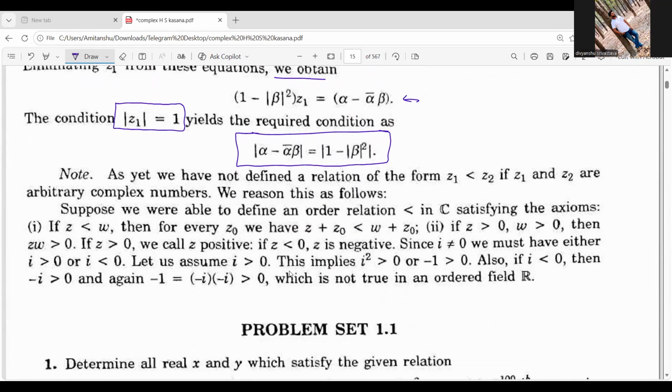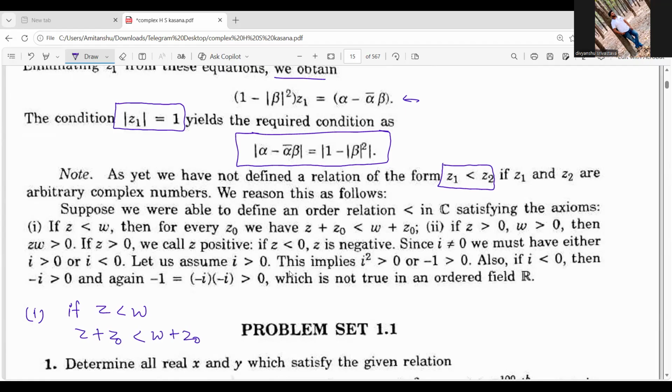So as yet we have not defined a relation of the form z1 less than z2, if z1 and z2 are arbitrary complex numbers. So suppose we were able to define an order relation less than on C satisfying some axioms. The first axiom says that if z is less than w, then for every z0 we have z plus z0 less than w plus z0.